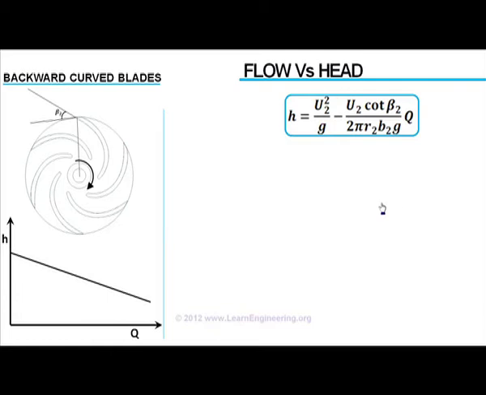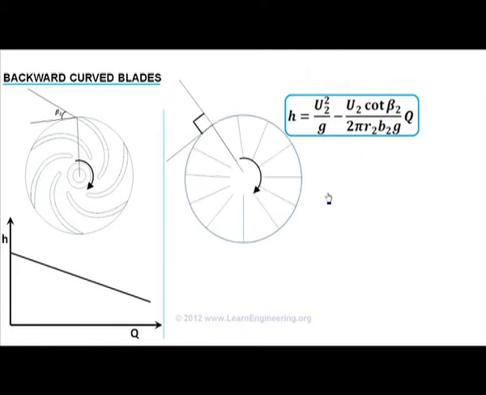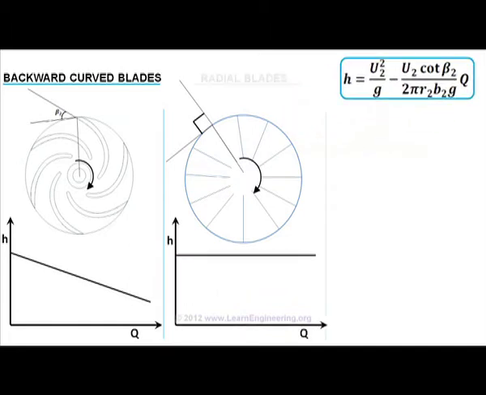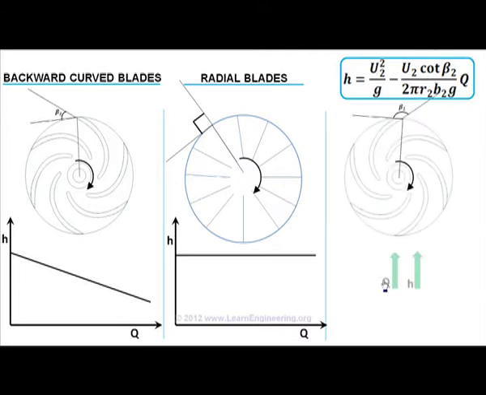If beta is 90 degree, with flow rate, there is no change in pressure rise, because this term is 0 here. They are called radial type. If beta is more than 90 degree, pressure increases with increase in flow rate. Such blades are called forward curve blades.